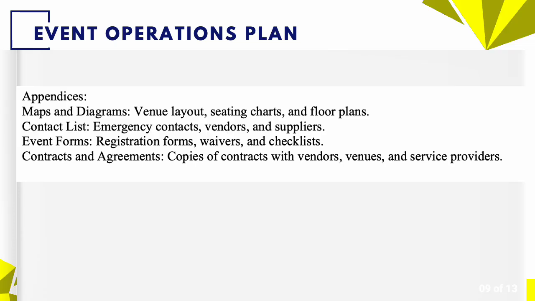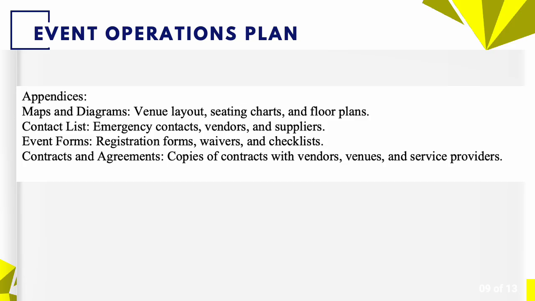Okay, we also have the appendices where maps and diagrams are, and we must include the venue layout, the seating charts, and the floor plans, the contact list, the emergency contacts. Maybe the PNP, nearby ambulances or hospitals, the vendors and the suppliers.